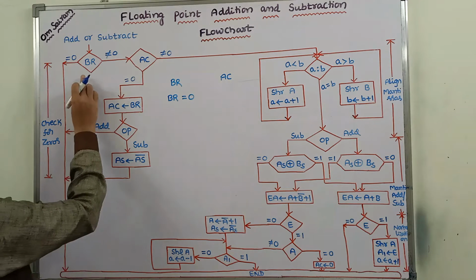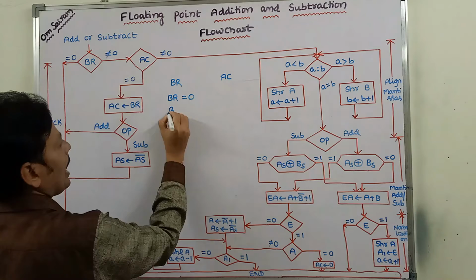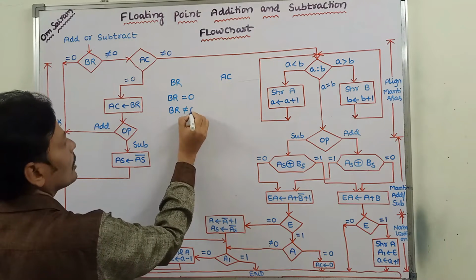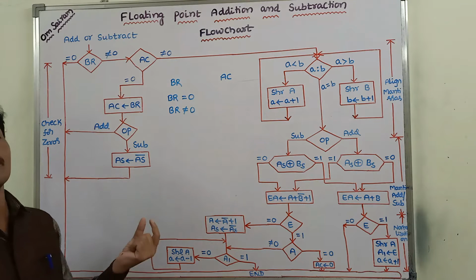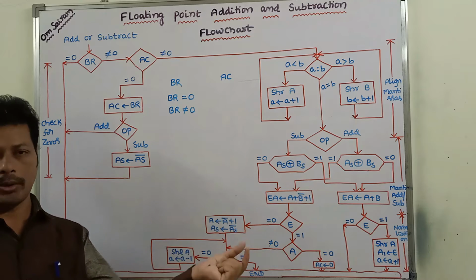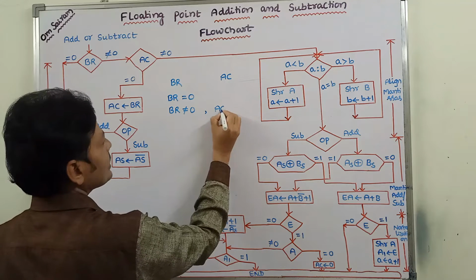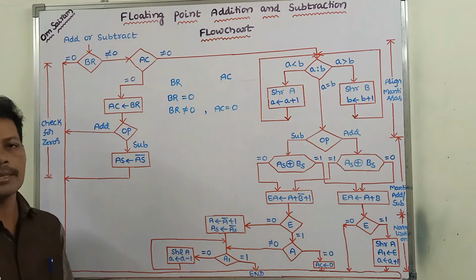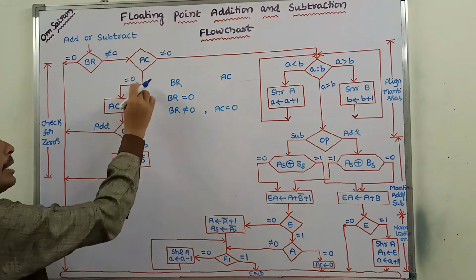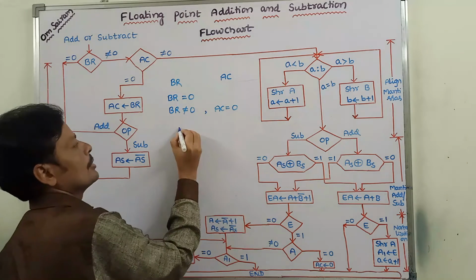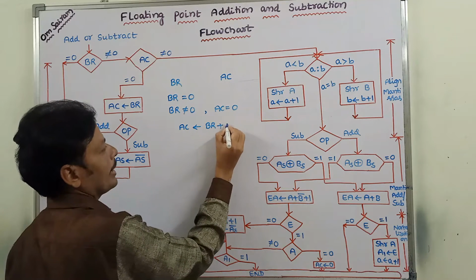Now, next one, suppose BR value is not equal to 0. Then we have to check the AC register, whether it contains 0 value or not. When BR value is not equal to 0 and AC value is 0, that means the second floating point number is 0. Then what we have to do? AC becomes BR plus AC.